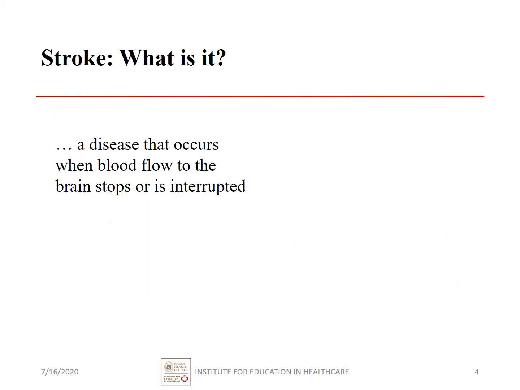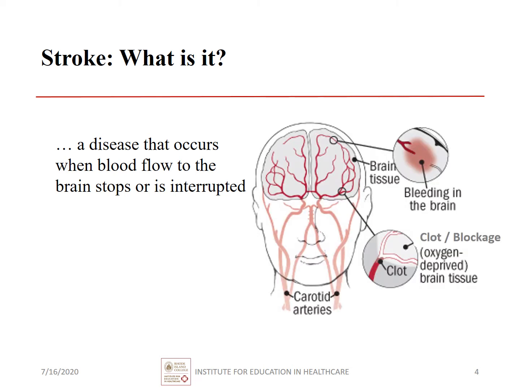So what is stroke? Stroke is a disease that occurs when blood flow to the brain stops or is interrupted. And here you can see in this picture that the carotid arteries are the big arteries that bring blood supply from the heart up to the brain tissue. And they then get smaller and branch off into smaller arteries that supply blood to all of the tissue of the brain, all the different parts of the brain.